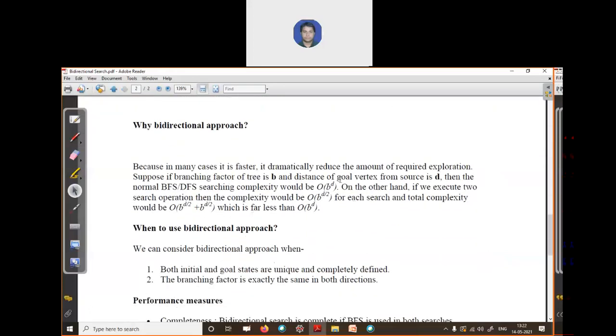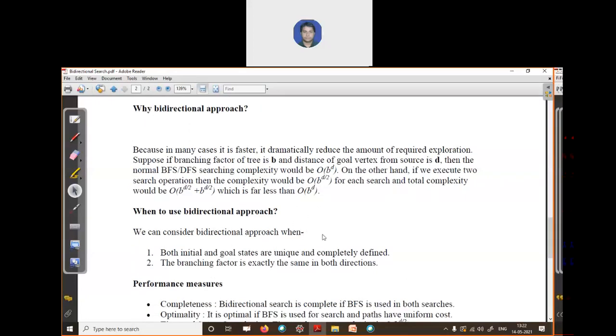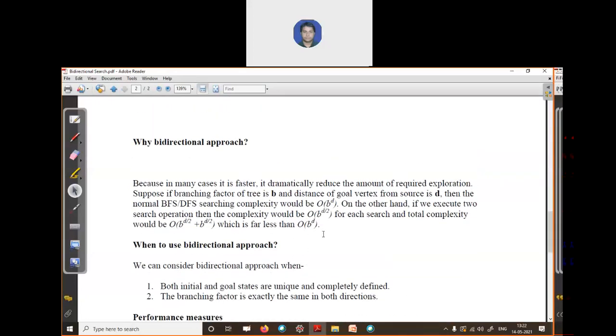I have also mentioned the complexity of this algorithm. I will share this document with you so you can read it completely.